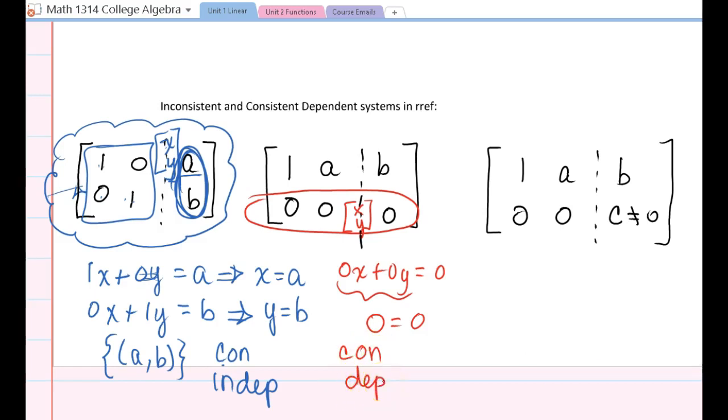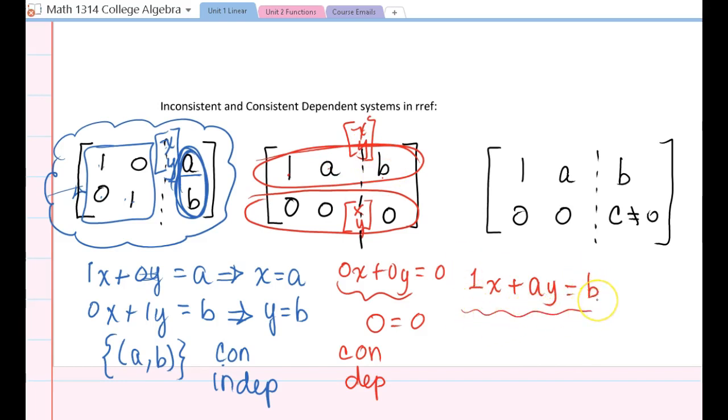Now the good news is you'll get some equation up here. If we multiply that times x and y, we would have 1 times x, which is 1x, plus a times y, and that's going to equal the top number, which is b. So from here, depending on if you want x arbitrary or y arbitrary, you solve for either x or y. So our equation is going to be x plus ay is equal to b.